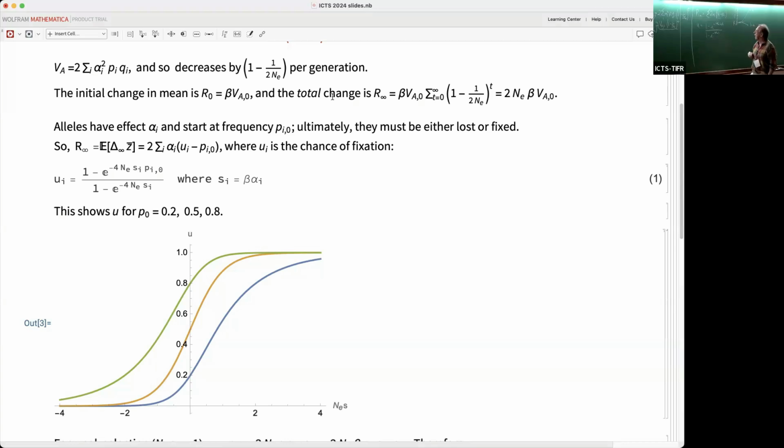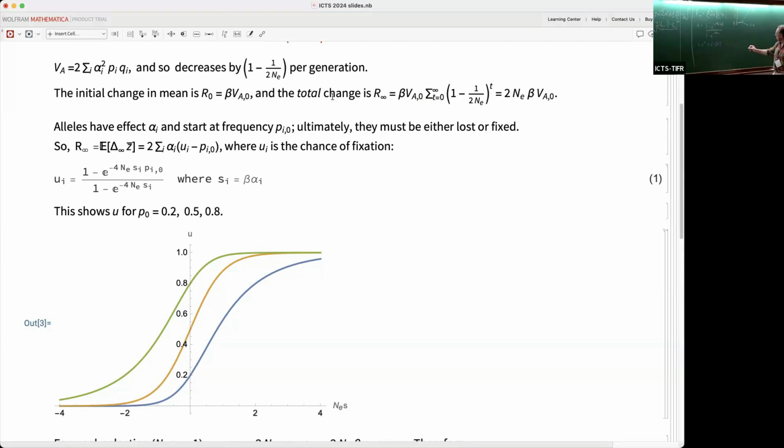And another check is to say, suppose selection is very weak, so suppose 4NES is very small, then you can do a Taylor series. You can say that 1 minus e to the minus x is approximately x plus terms of order x squared. So if selection is very weak, then you have basically this over this, which is P0. So everything makes sense.